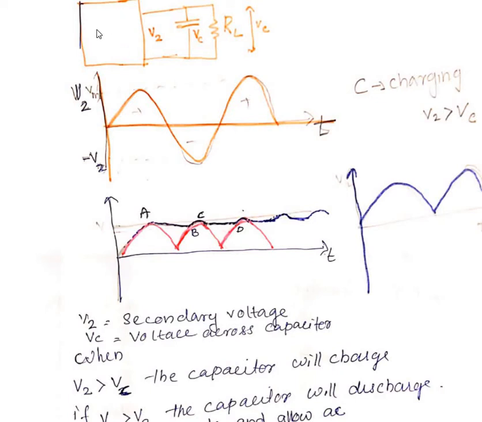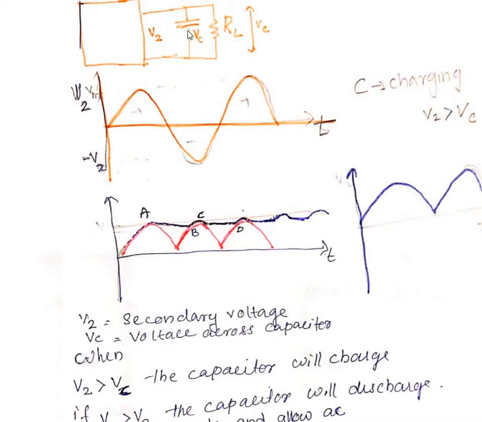Here this is the rectifier. V2 is the output of the rectifier, and VC, this is RL and this is the capacitor. So the voltage across the capacitor is VC, that is equal to the voltage across the resistance because they are in parallel. If two components are in parallel, the voltage across them is the same. So the voltage across the capacitor is the same as the voltage across the resistance.